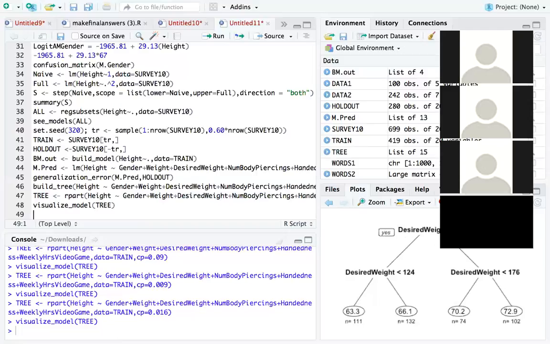Do you want to weigh less than 157? No, you go over here. Do you want to weigh less than 176? No, you go over here. Do you want to weigh less than 157? Yes. Do you want to weigh less than 124? Yes. Well, you're probably not that tall.